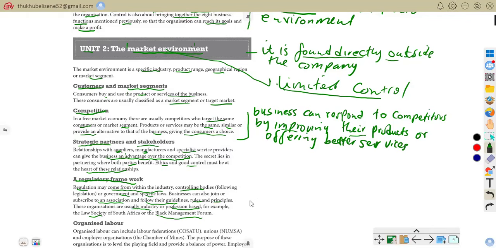So when we talk of the regulatory, how is the business going to have an influence? Business can influence regulators by complying with the rules and sometimes suggesting changes through industry associations. That is how they can have influence. Remember, we have said in the market environment they only influence, they have limited control.